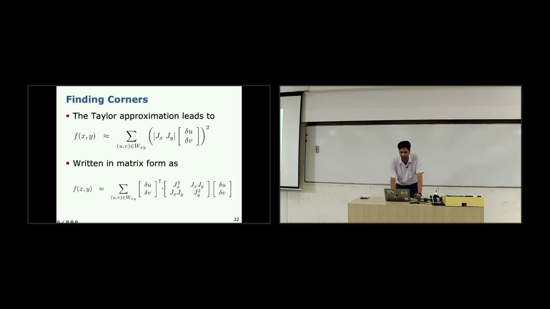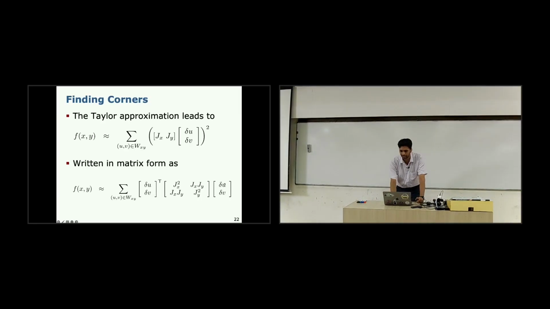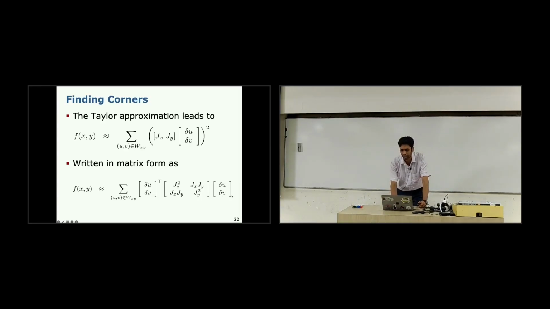So you'll get du dv with the transpose on the left, du dv without the transpose on the right. And in the center, you have this squared matrix with the Jacobians in different directions. Along the diagonals, you have the Jacobian along the x direction, which is the gradient along the x direction. In the other diagonal, you have the gradients along the y direction, and you have the cross gradients in the cross diagonal elements.